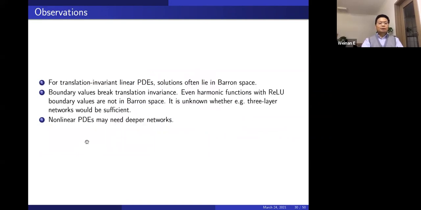Okay, so to summarize, these are the simple observations. For translation invariant linear PDEs, solutions often lie in Barron space. Boundary values break translation invariance. Now, even harmonic functions with ReLU boundary values are not in Barron space. Well, it's not known whether they're in 3-layer or more layer spaces. And nonlinear PDEs might need deeper neural networks to approximate, as we saw in the viscous Hamilton-Jacobi equation.